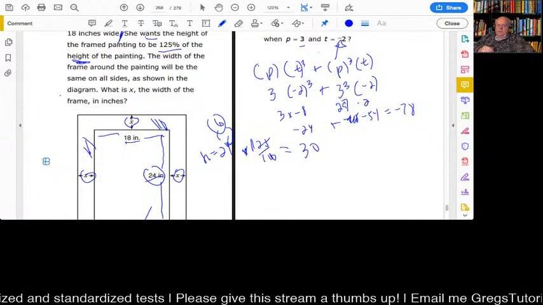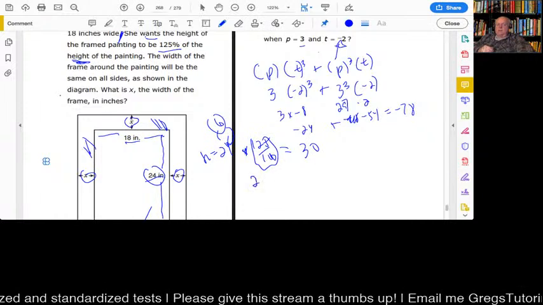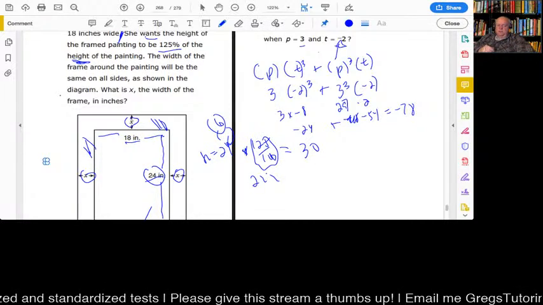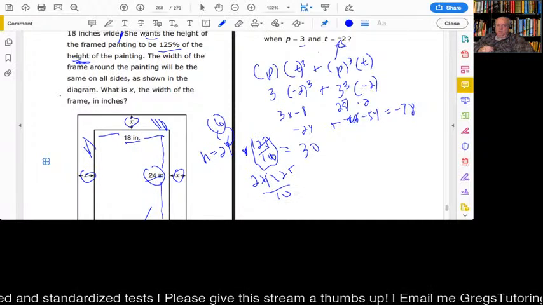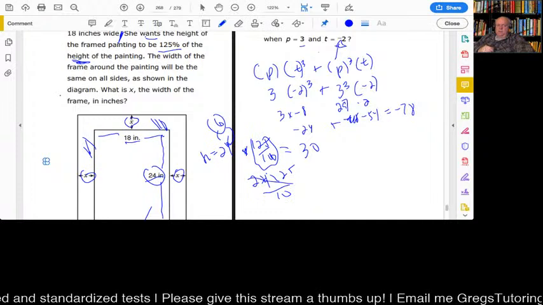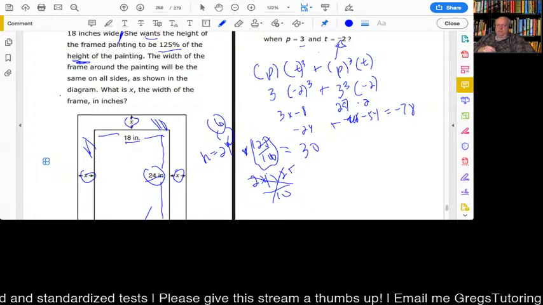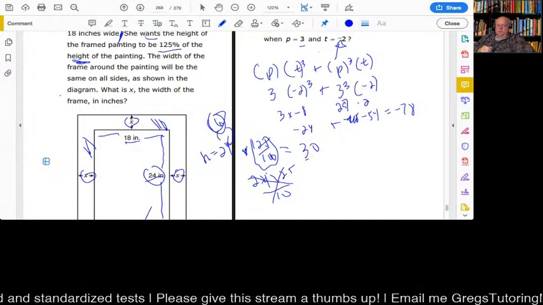I don't need to go through and multiply 24 times 125 and then divide it by 100. Right? I don't need to do that. I can just see that 25% of this is 6. So I just get 30 out of that. All right?